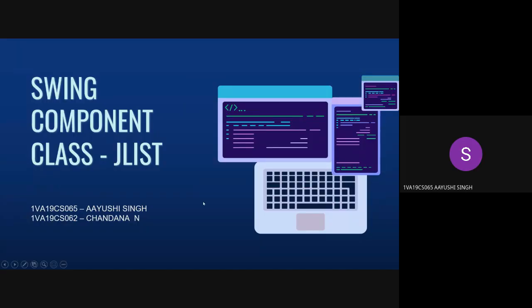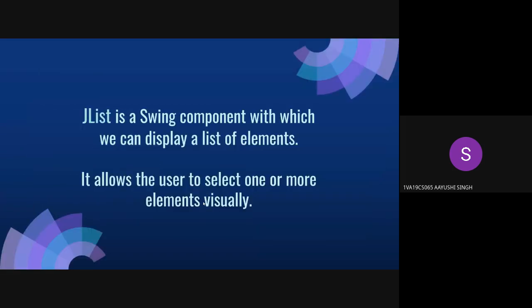Good morning, everyone. Today we'll be presenting on the topic JList. You have already learned about other basic Swing components like JScrollPane, JCheckBox, etc. Let us learn a bit about JList today. What is JList? It is a part of the Java Swing package. JList is a component that displays a set of objects and allows the user to select one or more items.